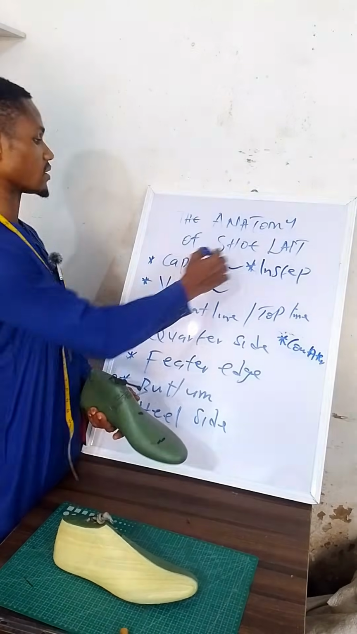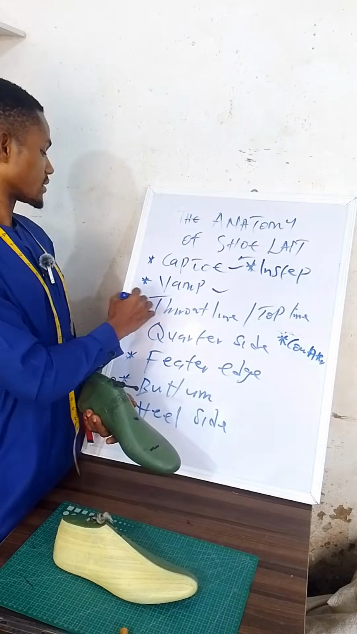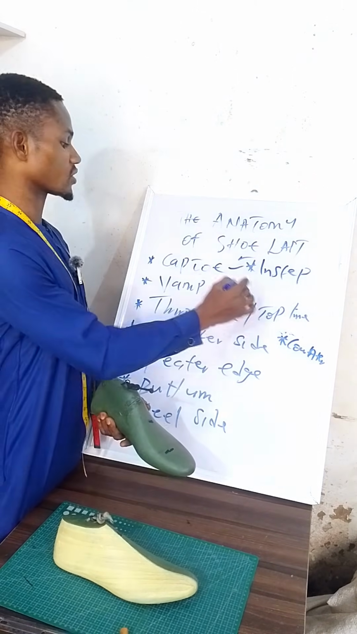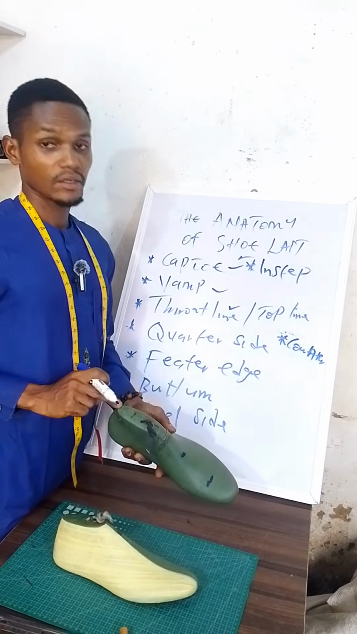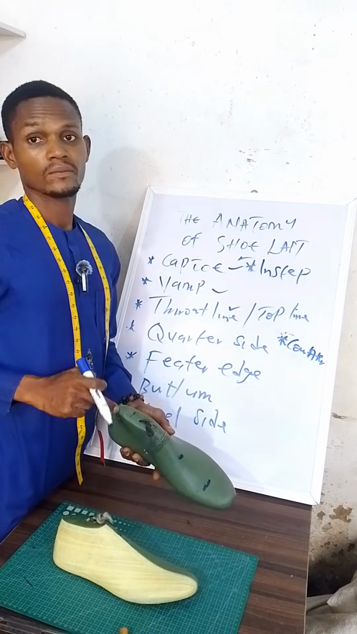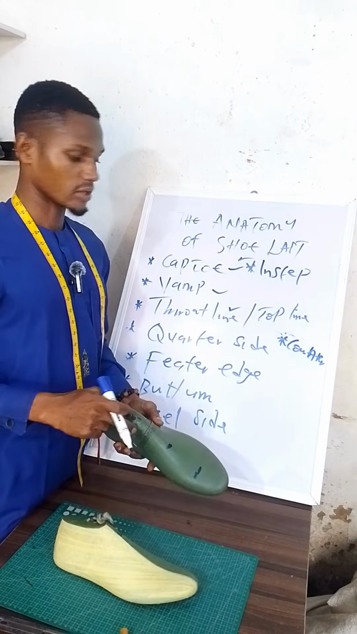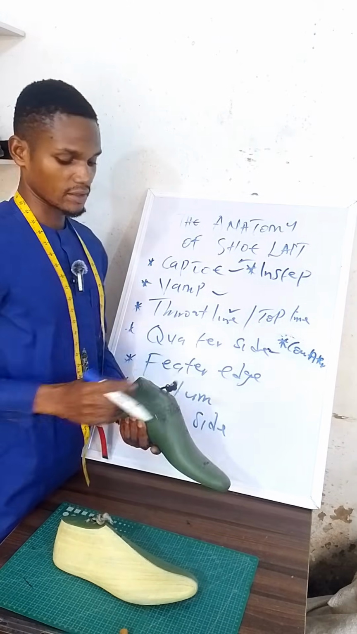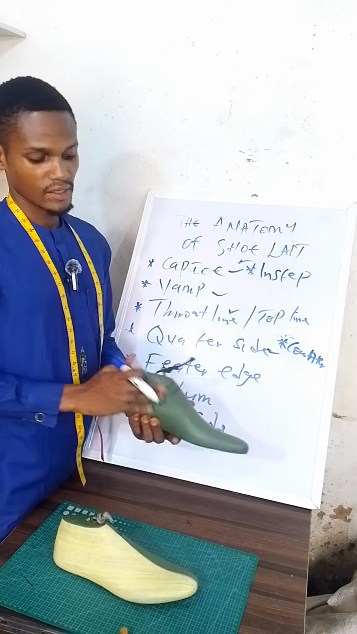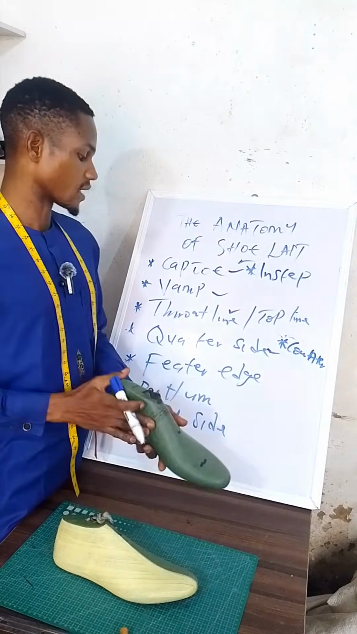So talk about the instep. From here to here is the instep. And the throat line is here. This is the throat line or the top line. This side is called the top line or the throat line. And the quarter line, this side is called the quarter line, from here to here.